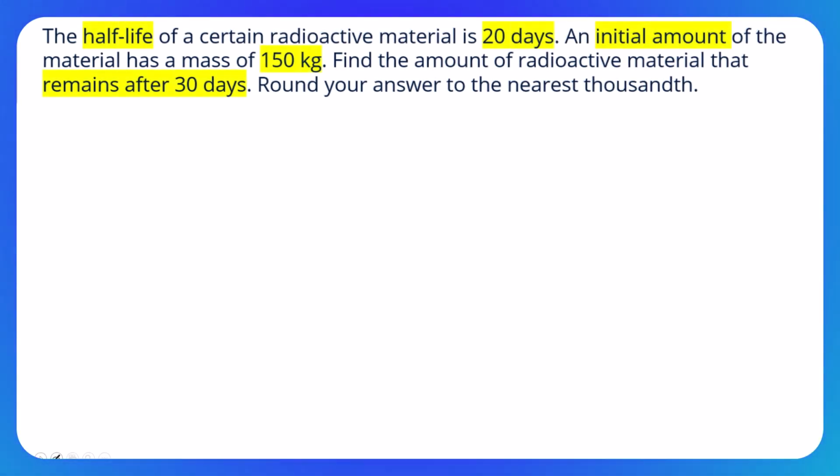So we're going to highlight the important information. This is a half-life problem. We're going to use the half-life formula. All right, our half-life is 20 days. Our initial amount is 150, and our time is 30 days. So let's put that in our formula.